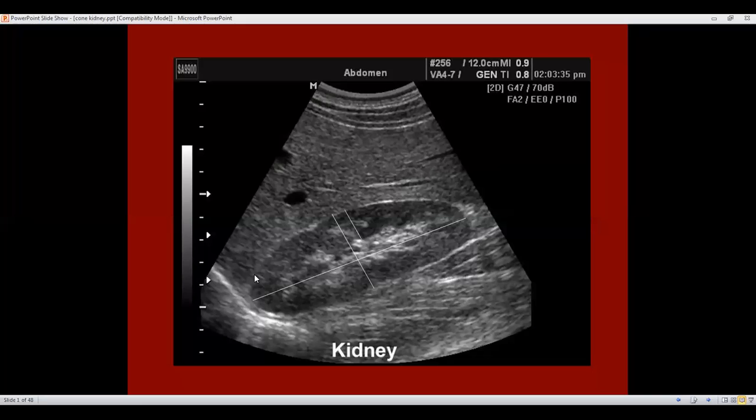A kidney, a bean-shaped structure seen behind the liver, with its dark gray parenchyma and bright pelvic system inside. The longest dimension from the upper to the lower pole and the width of the kidney, you can see, and the parenchymal thickness is this.